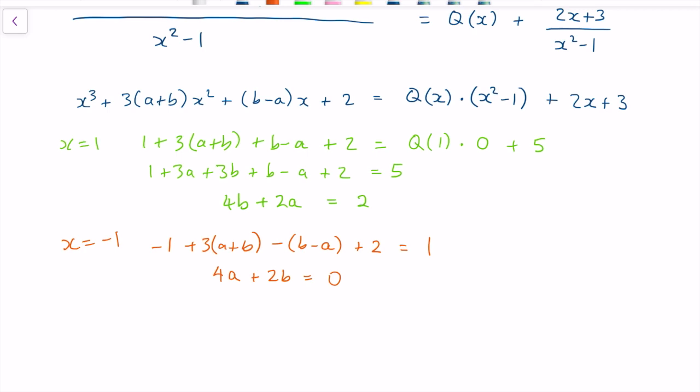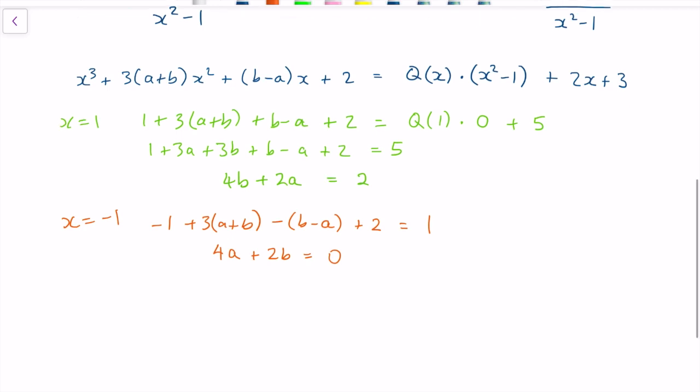Okay, and then if we solve this equation, 4b plus 2a equals 2, with 4a plus 2b equals 0 simultaneously, we find that the answer to the problem is a is equal to negative 1/3 and b is equal to positive 2/3.